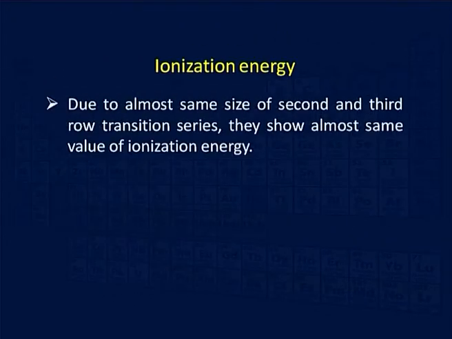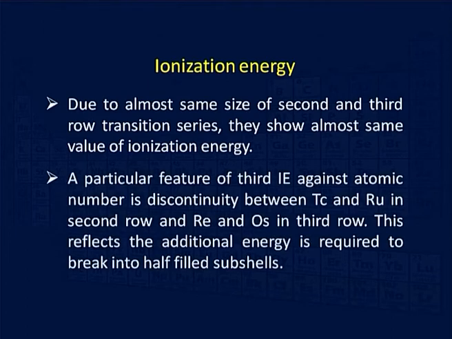Due to almost the same size of the second and third row transition series, they show almost the same value of ionization energy. A particular feature of the third ionization energy against atomic number is a discontinuity between technetium and ruthenium in the second row and rhenium and osmium in the third row. This reflects the additional energy required to break into the half filled subshell.